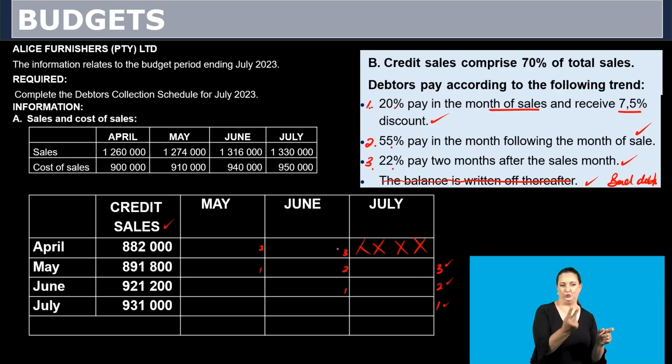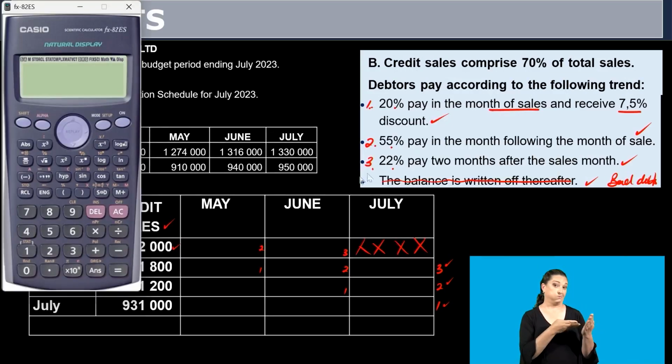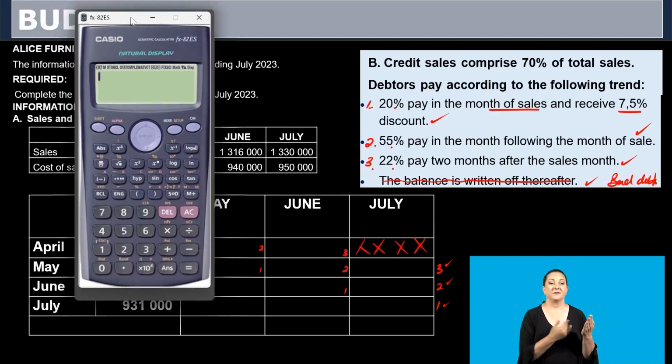So now you grab your calculator. Make sure your calculator is close because I'm going to do certain calculations with you. Let's start in April. When we sell in April, we sold goods on credit of 882,000. And we know that we're going to collect 55% in the month following. So if we sell in April, we start collecting 20% in April and then 55% in May.